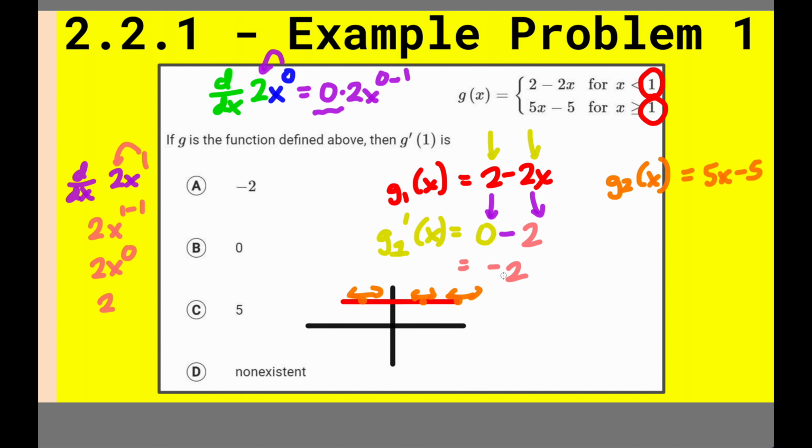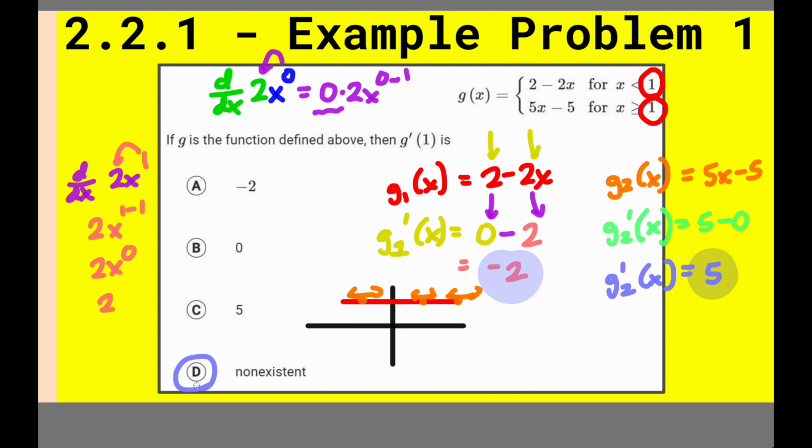Okay, but we need to make sure that the derivative matches on both sides. So let's do the other one here. For this one, we're going to do the derivative, g sub 2. That's just going to be equal to 5 minus 0, which is just going to be equal to 5. So this one's kind of easier. It's the same kind of thing, though. We have a linear function. The derivative of 5x is 5. The derivative of 5 is 0. So this derivative is 5. So if you notice, on one side it's negative 2. The other side is 5. So therefore, the answer should be non-existent.